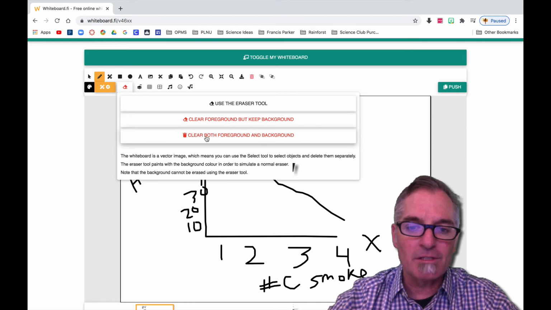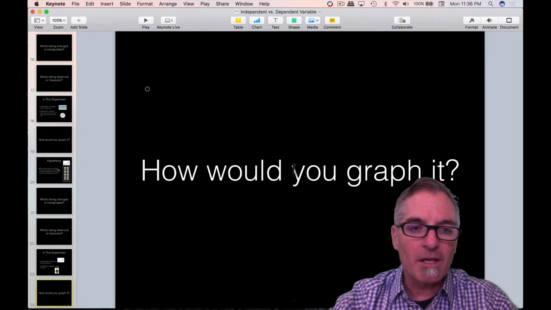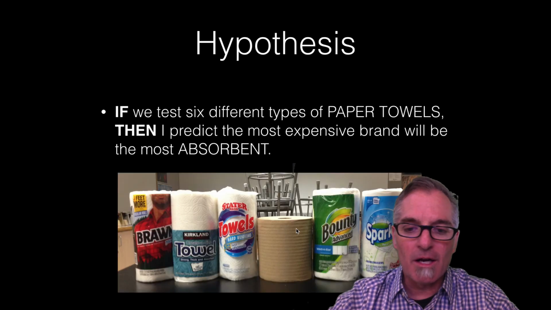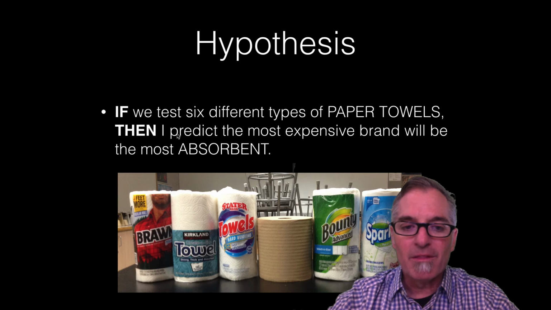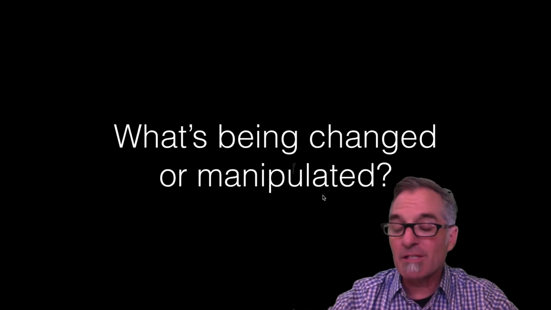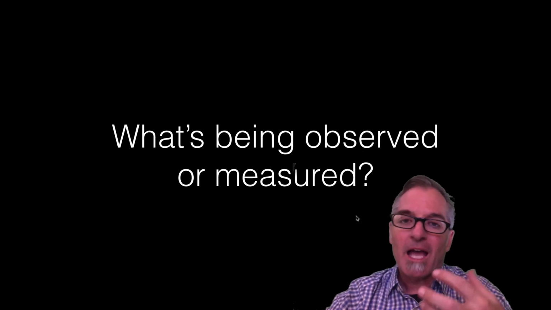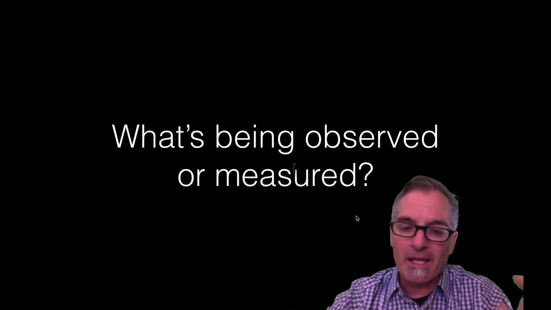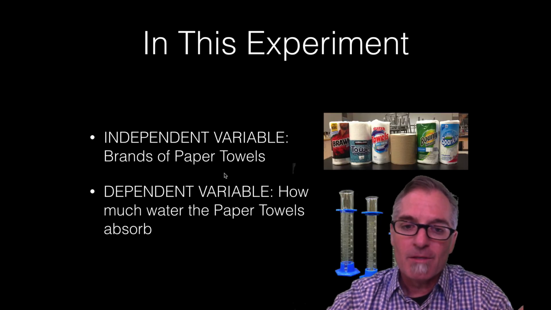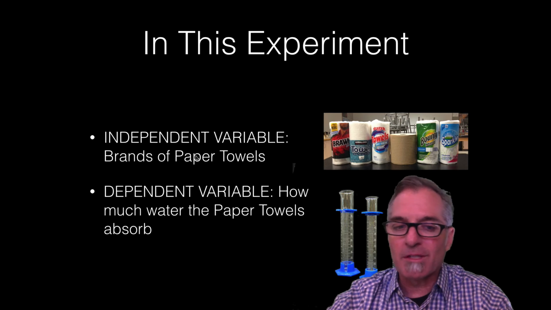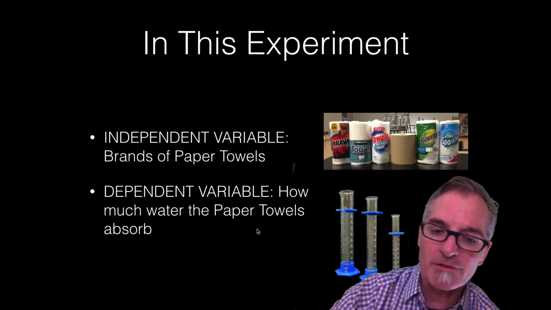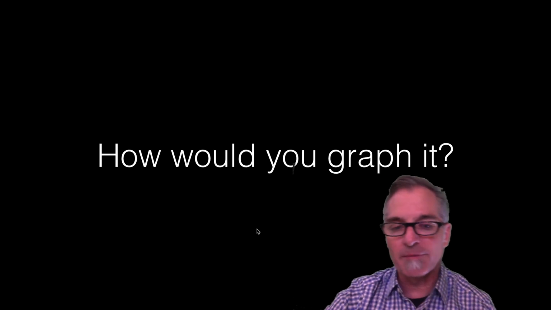Again, that's just an idea. Hopefully that helps. I think we had a couple more here. This one, if we did 6 types of paper towels, then I predict the most expensive paper towel would be the most absorbent. What is being changed or manipulated? The brands of paper towels. What's being observed? How much water or liquid the paper towel can absorb. So the independent variable is going to be brands. The dependent variable is how much water the paper towels are going to be absorbing.